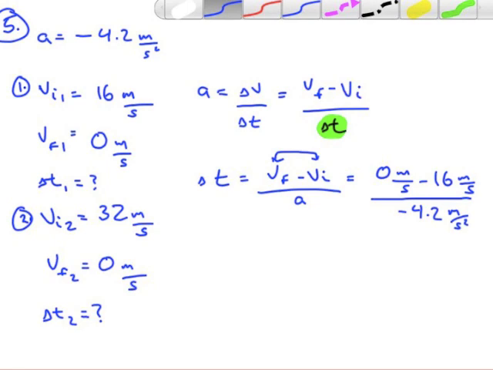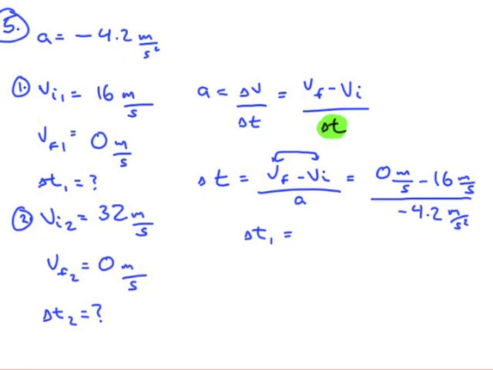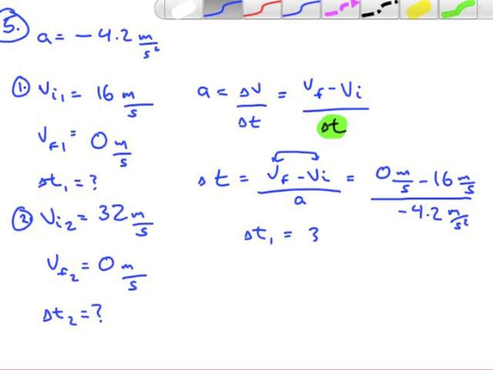If we calculate that all out, delta t1 should be 3.8 seconds. That's the amount of time it takes for us to slow from 16 meters per second to 0 meters per second if we are decelerating at 4.2 meters per second squared, or if we are accelerating at negative 4.2 meters per second squared. A negative acceleration and a deceleration mean the same thing.